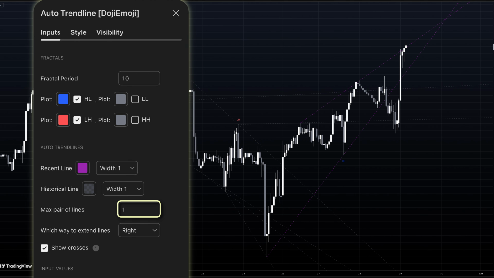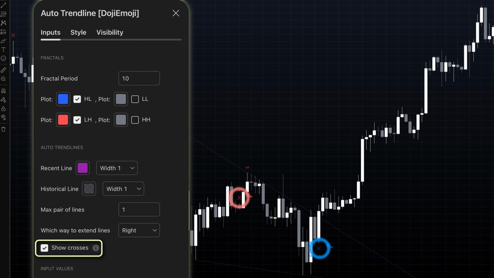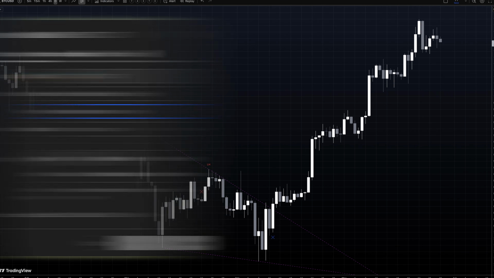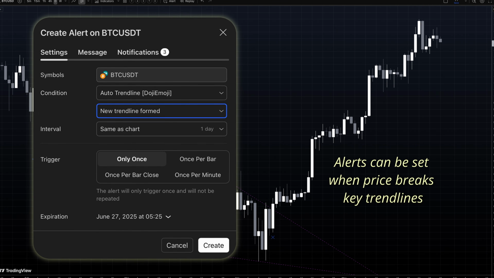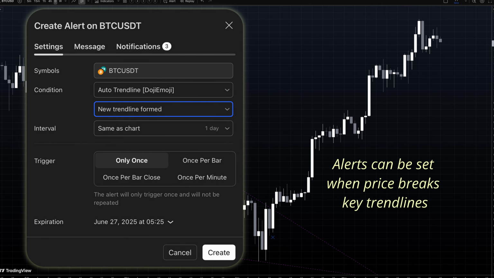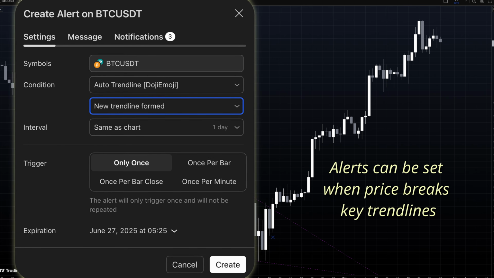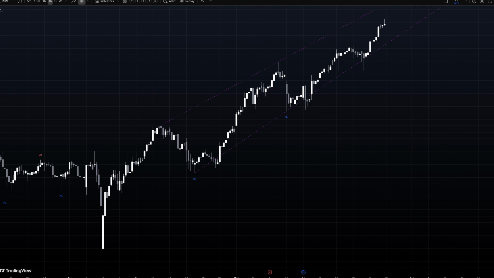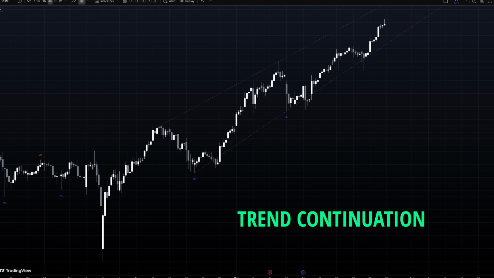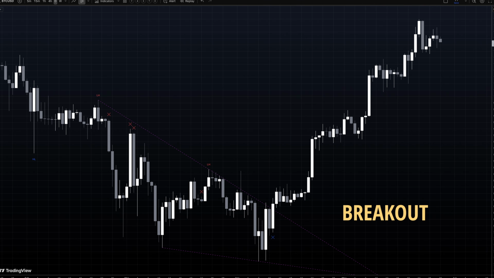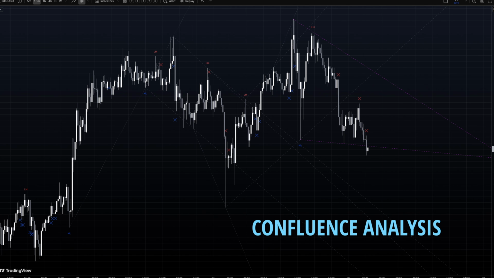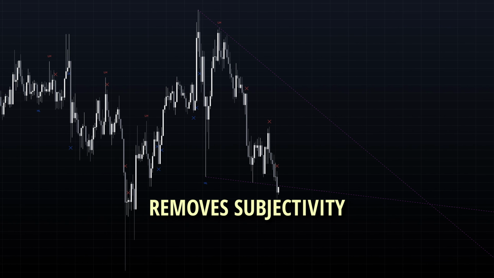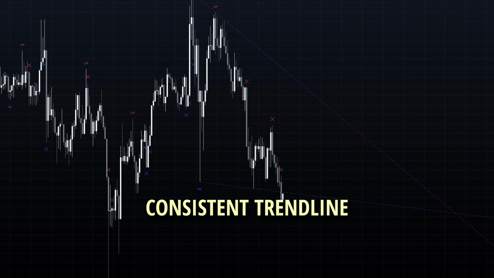Users can customize the number of visible line pairs, extension direction, right or both, and fractal display options. Cross-detection monitors when closing prices breach trendline levels. The indicator calculates real-time trendline values using linear equations based on fractal coordinates and triggers alerts upon violations, signaling potential breakouts. This tool supports strategies such as trend continuation, when price respects trend lines, breakout entries on cross events, and confluence analysis where trend lines converge. Its automation removes subjectivity while ensuring precise and consistent trendline placement.